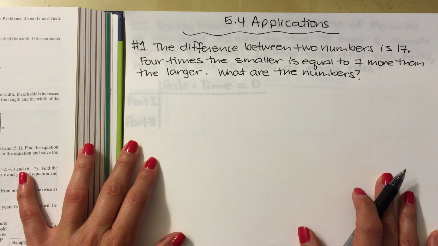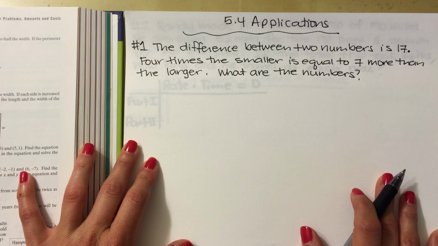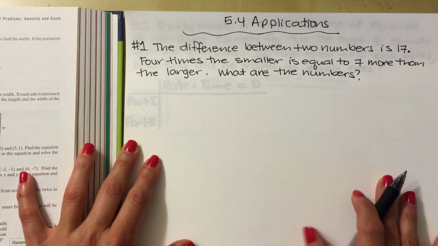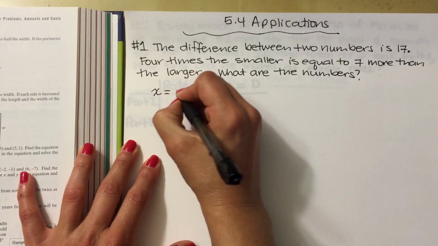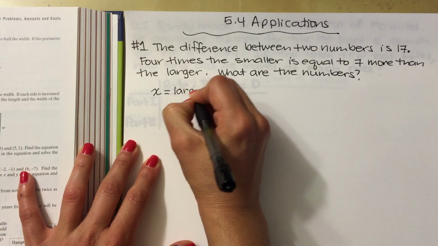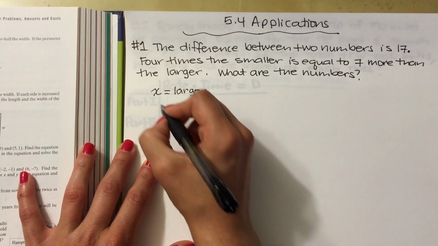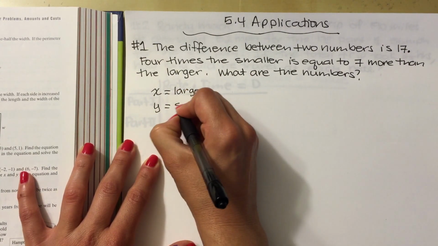So what are the two unknowns? Well, since I have two numbers, one of them should always be smaller and the other one will be larger, so we could just label it that way. So we could start with x, say x is the larger number, and then we can call y the smaller number.